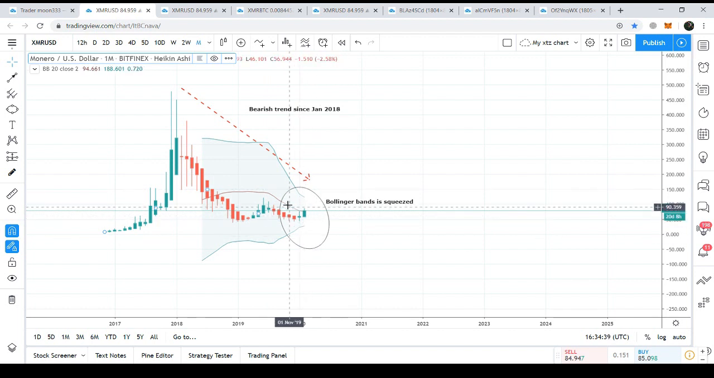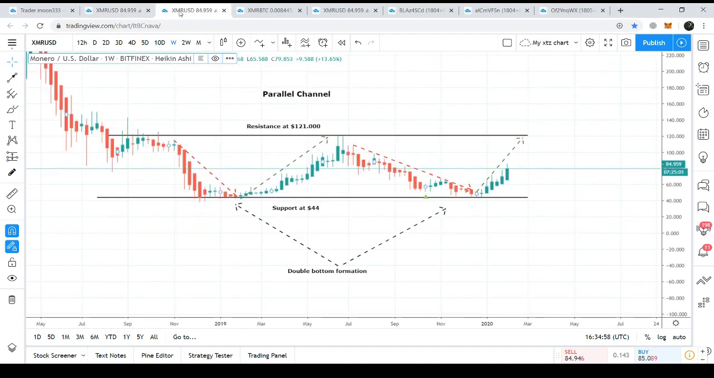Here we can see the Bollinger Band is squeezed, and it is showing that the price action may move sideways, or it can take the bullish divergence from here, and it has found its support at this level. Now let's move to the other chart. That was the month chart, and now we are on the week chart.